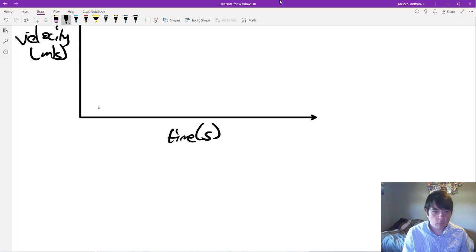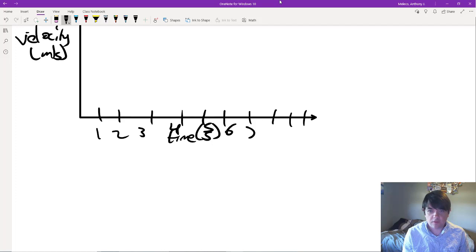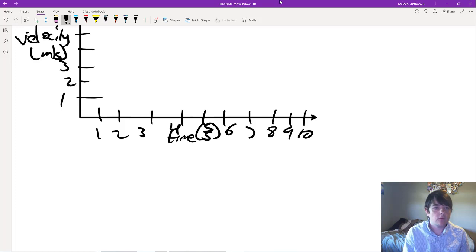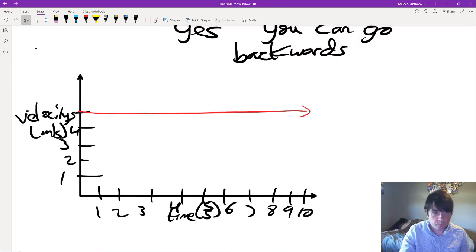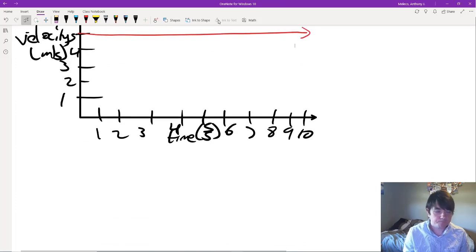Versus time graph. 1, 2, 3, 4, 5, 6, 7, 8, 9, 10. Let's do 10 seconds. 1, 2, 3, 4, 5. And let's say our velocity the entire time is just a flat line. Okay? So this is our velocity function.